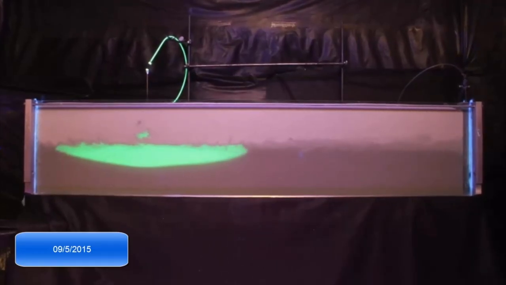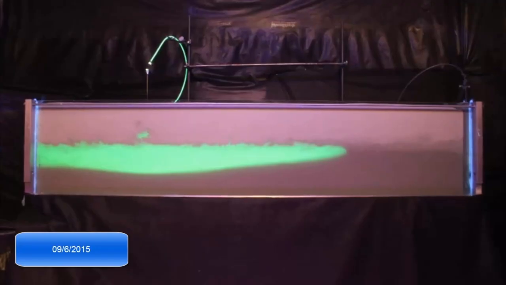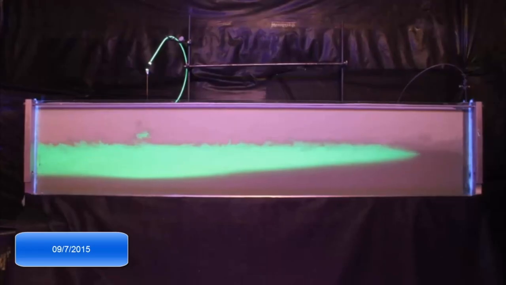What you're seeing here is a 2-meter sand tank, about a quarter of a meter high, and Nolan is introducing a green, low-density, low-total dissolved solids water over a plume of high TDS water. And it's interesting, the fresh water spreads across the sand tank, forming a cap.